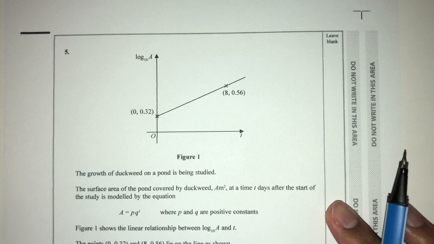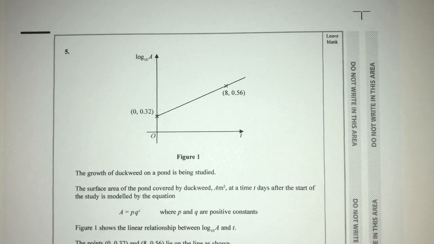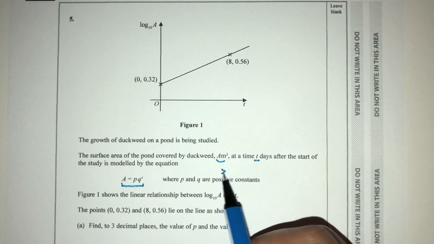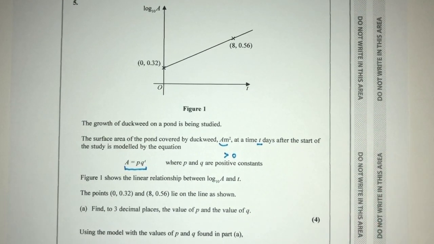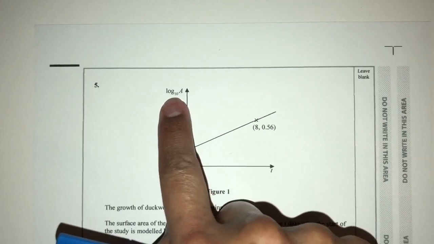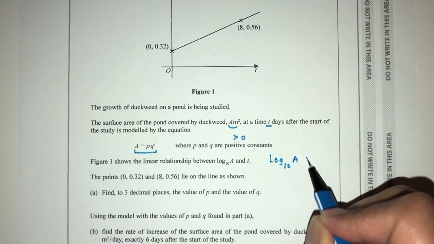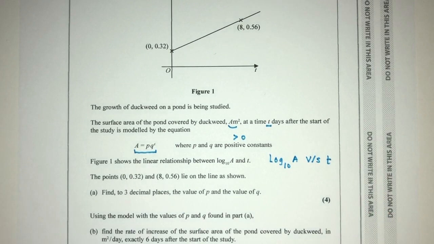Okay, so let's move on to question number 5. Here we have a diagram 1 where we can see clearly it is going to be a linear log question. The growth of duckweed on a pond is being studied. Now the surface area A at the time t days after the start is modeled by this equation, where P and Q are positive constants. That's good to know. Now figure 1 shows the linear relationship between log base 10 of A and t. So basically this graph is a graph of log base 10 of A against t.